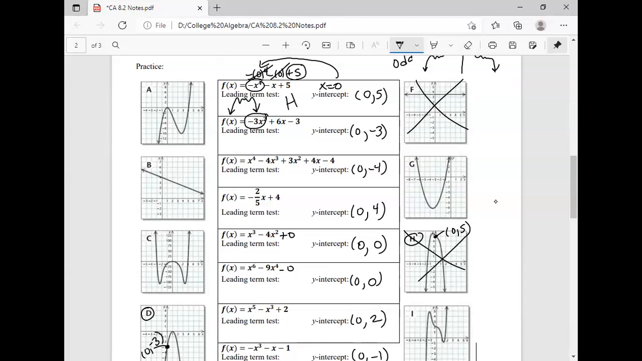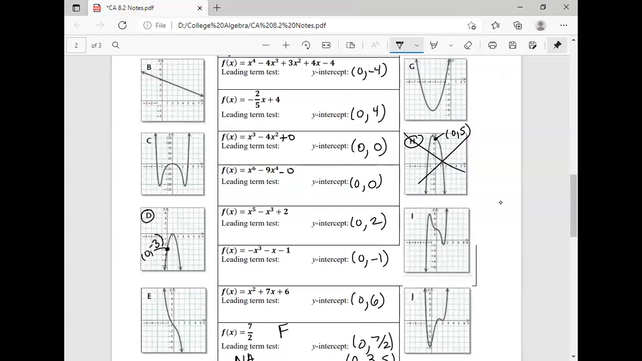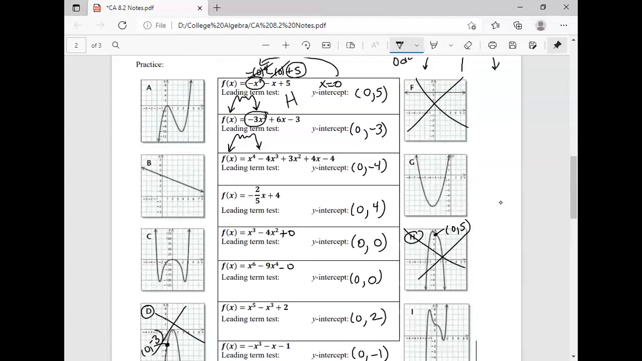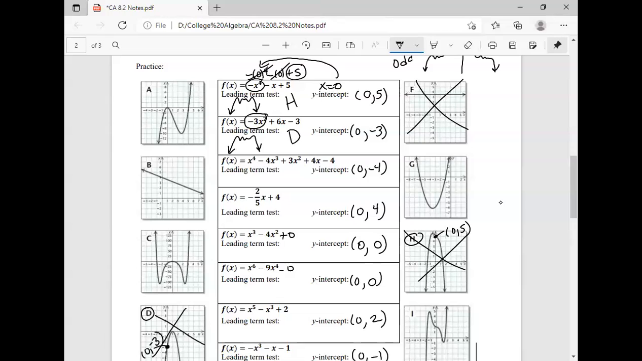X squared would be my highest power of exponent. That is also even, a 2. I've got a -3 in the front, which means it's facing down. We already kind of worked this one, 0, -3 is the y-intercept. So both of our endpoints are facing down, and we've got a y-intercept at 0, -3. So D, everybody okay with that?